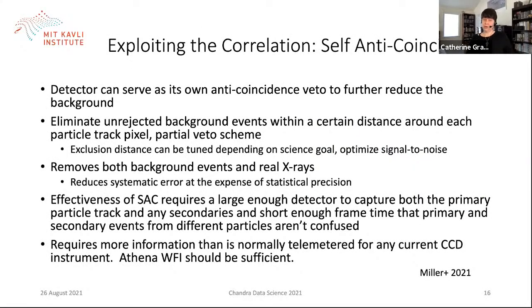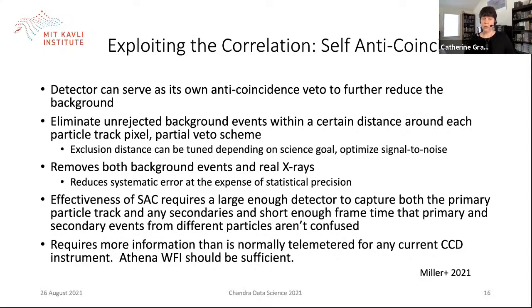So we want to exploit this correlation using self-anti-coincidence. The detector can serve as its own anti-coincidence veto to further reduce the background. So we want to eliminate unrejected background events within a certain distance around each particle track pixel in a partial veto scheme. And that exclusion distance can be tuned depending on your science goal to optimize your signal to noise. Unfortunately, this removes both background events and real X-rays. So you're reducing your systematic error at the expense of statistical precision.